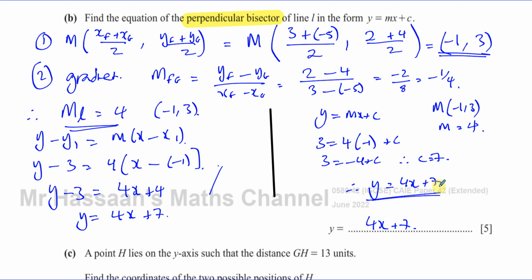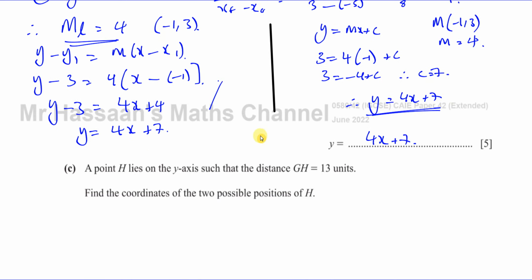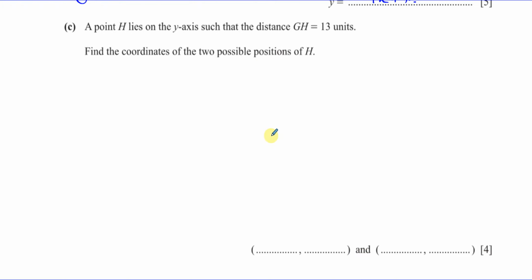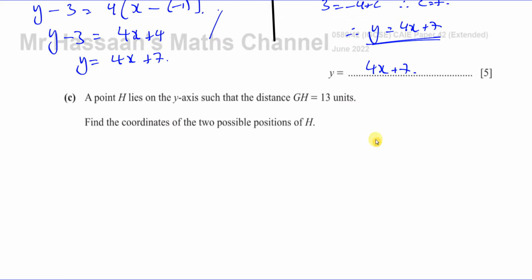So there's the answer to part B of this question, the equation of the perpendicular bisector, which is quite a common type of question. And then finally for part C, it says a point H lies on the y-axis such that the distance GH is 13 units. Find the coordinates of the two possible positions of H.